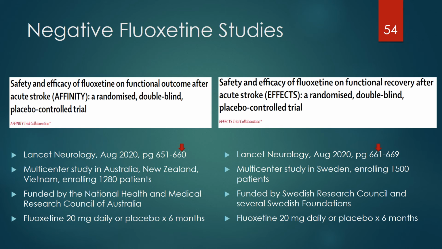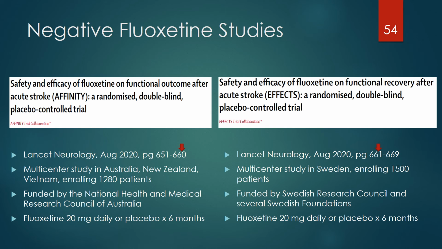Now these were published in August of 2020, both of them in the Lancet Neurology, and there was lots going on in August of 2020, to say the least. So these probably didn't get looked at by a lot of people, so that's kind of the reason why we want to bring it up here. The patient groups for AFFINITY were Australia, New Zealand, and Vietnam. They enrolled about 1,200 patients. And the other one was in Sweden and enrolled about 1,500 patients.